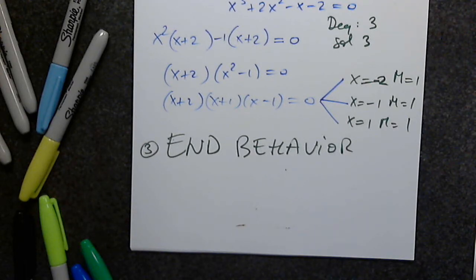For even degree. But now let's think about the odd degree. Do you remember any function that has an odd degree? And yes, you have to say linear. Linear function is an odd degree. What are the options for a linear function?